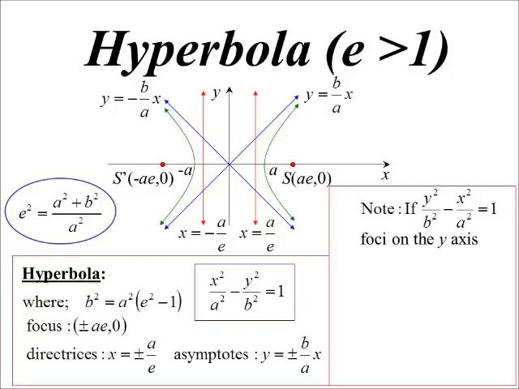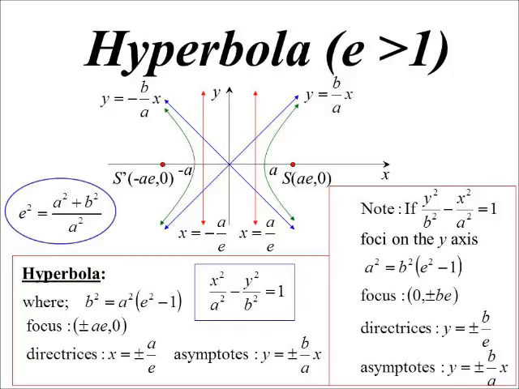Okay, recall with the ellipse that if b squared is bigger, then the foci was on the y-axis. Here it's to do with the sign. It's whichever one is positive. So if y squared on b squared has a positive coefficient, then it's the y-axis the foci is on. And then it'll be a squared equals b squared, e squared minus 1. So again, the a's and the b's swap around.